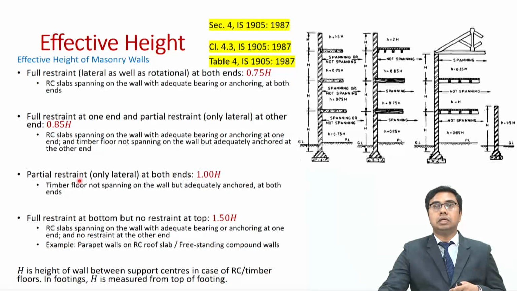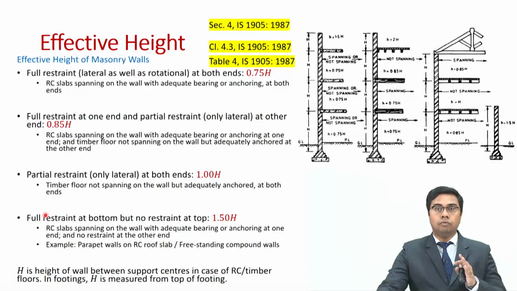Now, if you have a partial restraint, only lateral, at both the ends, then in that case the effective height shall be equal to 1 times H, that is, it will be the same as the height of the wall. How will you get such a support? If you have a timber floor at both the ends of the wall and that timber floor is not spanning on the wall and it is poorly anchored, but it is adequately anchored, then in that case we call it to be partial restraint.